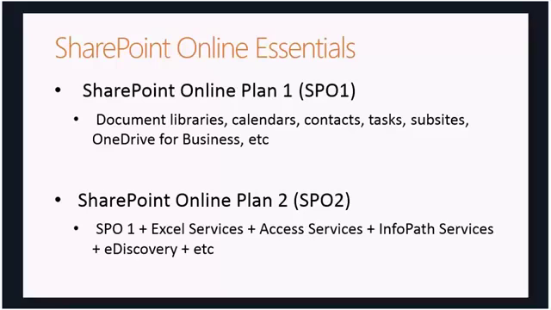So if you have a customer that needs, for example, the ability to create forms that would need InfoPath Services, then you need to look at SharePoint Online Plan 2. The business suites typically include SharePoint Online Plan 1, whereas to get SharePoint Online Plan 2, you'll need to look at a minimum of E3 or E4.